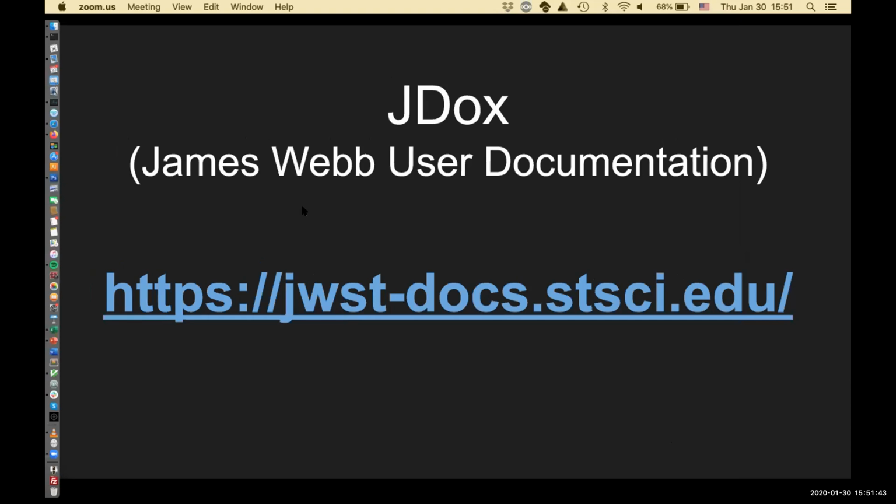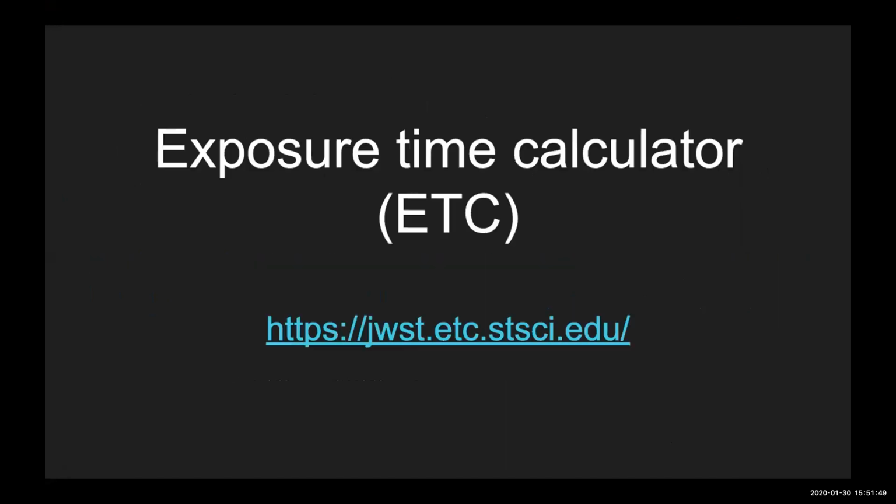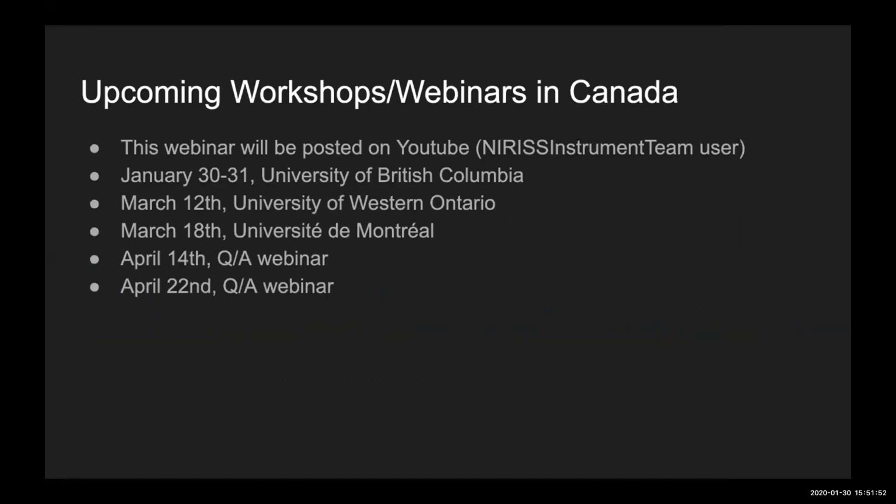All right, so we're essentially done here, I believe. This is our last slide. We have a few events coming up to help Canadian astronomers with their James Webb proposal. So this webinar is going to be posted on YouTube with this nearest instrument team user, if you're interested to rewatch it. There's currently a workshop happening at the University of British Columbia over 2 days where they teach you many details about preparing a proposal.